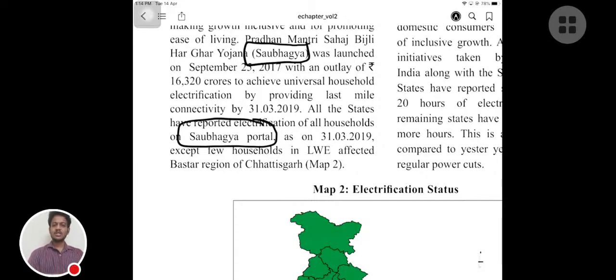But because of its new names and new terminologies, UPSC may ask you a question. So please study about this Saubhagya program. As I already told you, Saubhagya program, Pradhan Mantri Sahaj Bijli Har Ghar Yojana. Out of it, the statistics, I already told you, 18 states are already supplying more than 20 hours of electricity. Other 15 states are supplying around 15 hours of electricity. So these are the things you should remember.